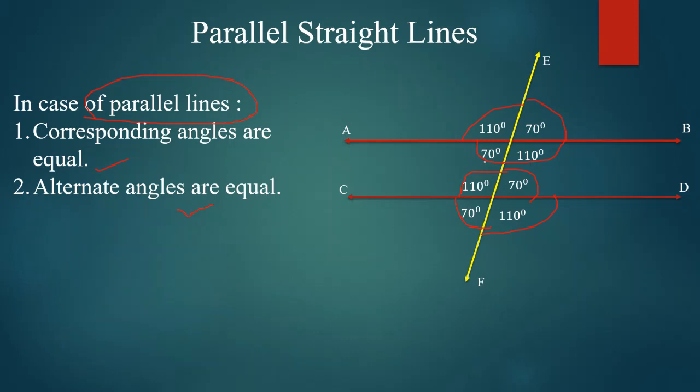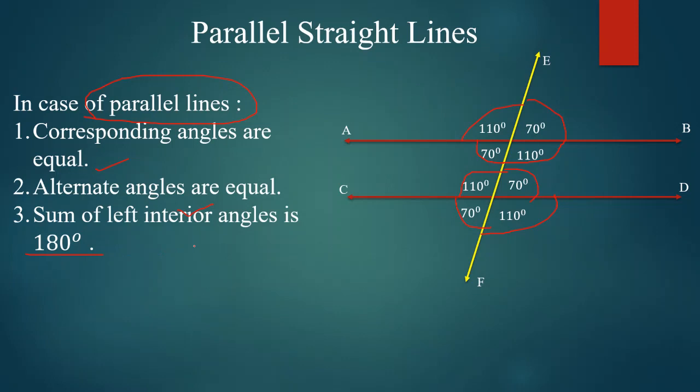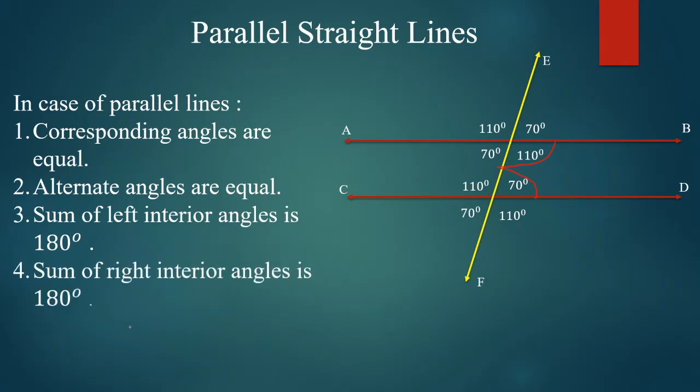And the sum of the left interior angles is 180 degrees. Left interior angle 70 plus 110 equals 180 degrees. Also the sum of the right interior angles is 180 degrees. This is the basic of this chapter. Now I'm going to start the exercise.